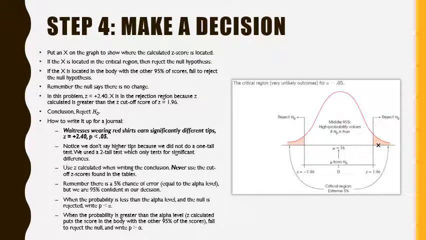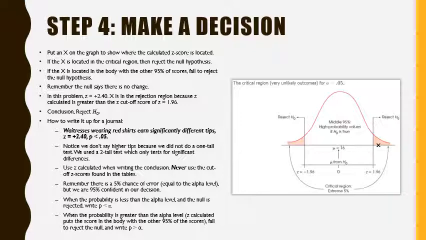Let's talk about how you'd write this up for a journal. You would say, waitresses wearing red shirts earn significantly different tips. And how do we know this? Because we calculated a z-score of 2.4. The probability of us getting this z-score is less than 0.05. When you're in the rejection region, we say less than because you're in that less than 5% chance of being there. Notice we don't say higher tips because we did not do a one-tail test. We used a two-tail, which only tests for differences.